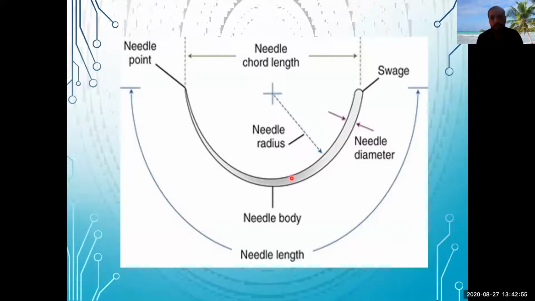So what is the diameter, length? Which one is the radius? The radius is the radius of the circle of the needle. If we draw a circle, then the radius of that circle is the needle radius.